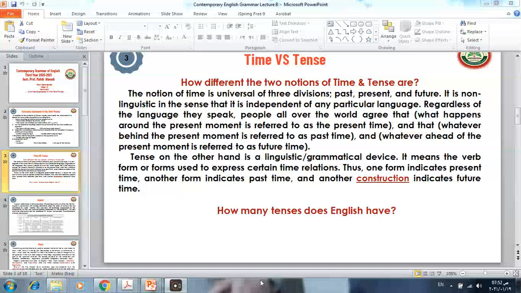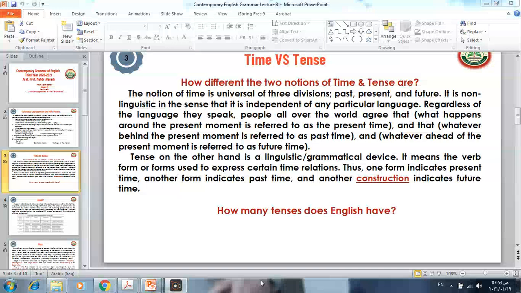So regardless of the languages they speak, they think of time in the same way. Okay, so time does not have any relationship with language. Tense, on the other hand, is a linguistic or a grammatical device, which means that it has a relationship with language. It means the verb form or forms used to express certain time relations.